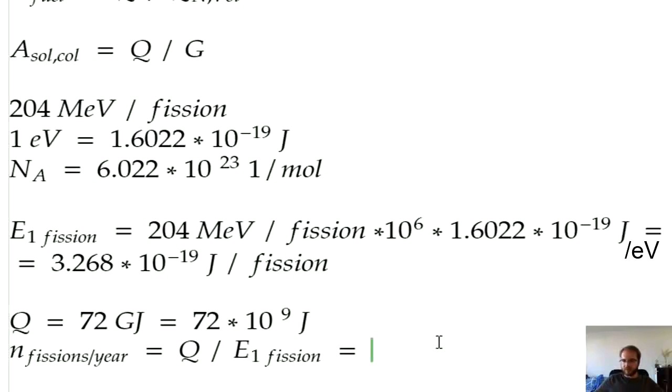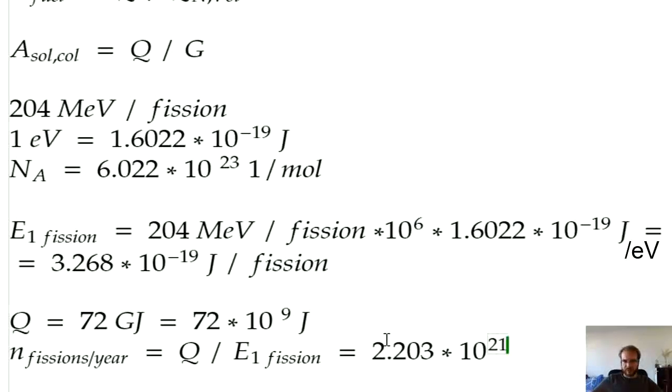Once we put it together, we will get the result that we require: 2.203 times 10 to the power of 21 fissions in 1 year. Okay, so we have the number of fissions, but still we need to get the mass of the fuel.